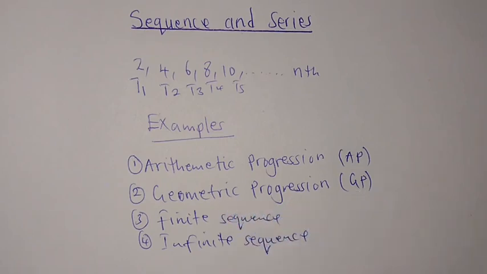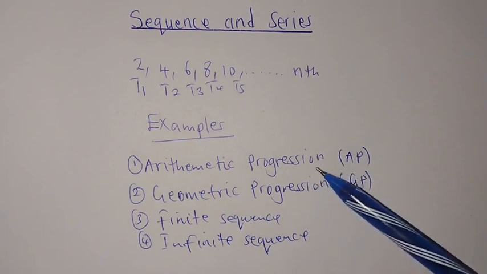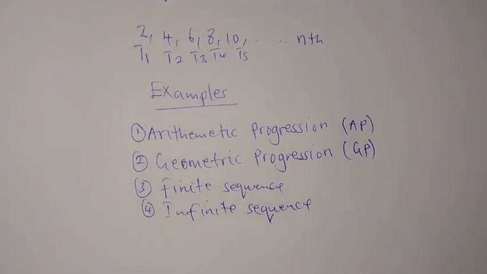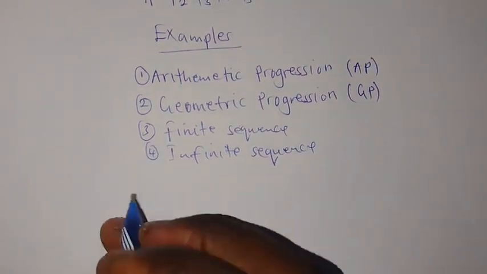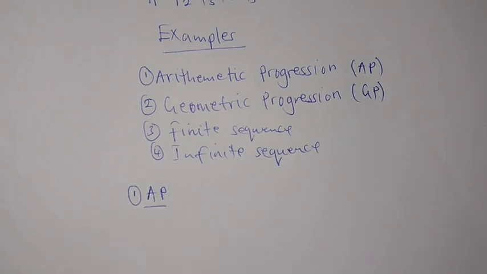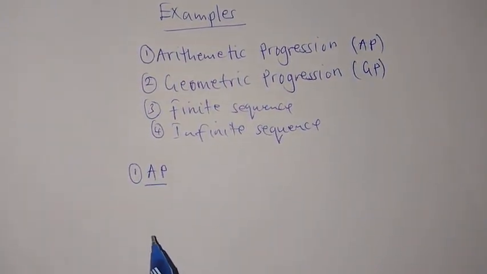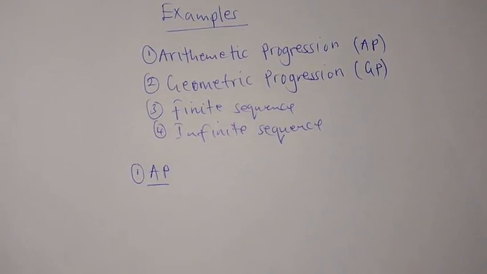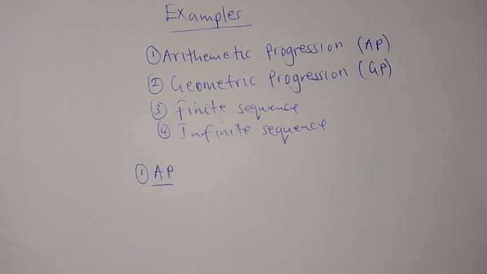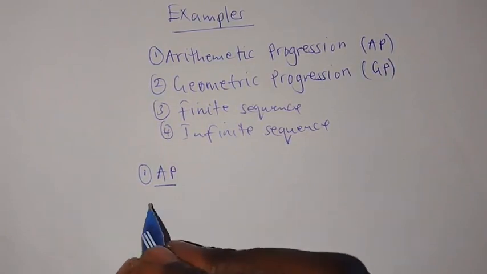In our discussion, we are going to go deep into these two types. We are going to start with the arithmetic progression, AP. In an arithmetic progression, you find that each term is obtained by adding a constant difference.